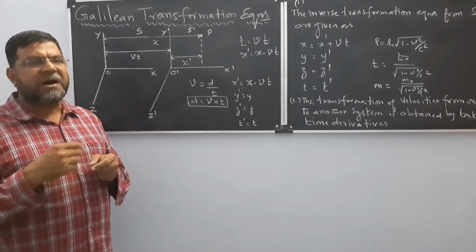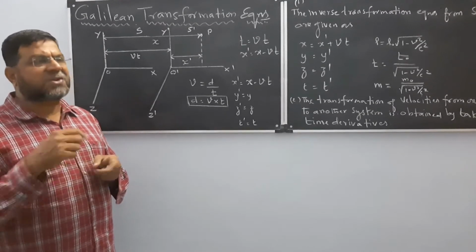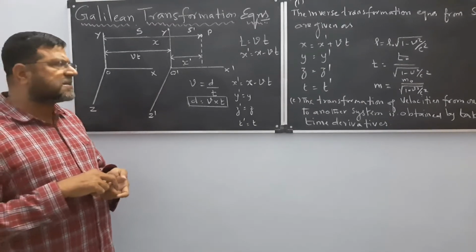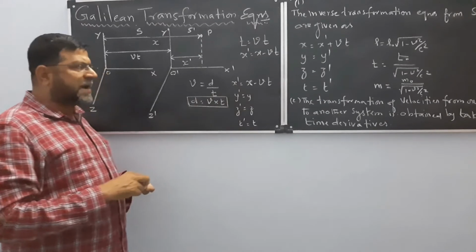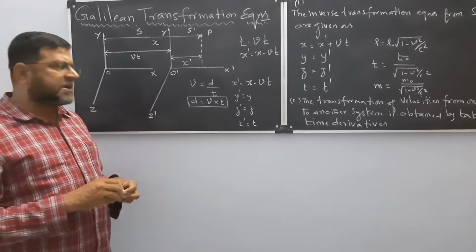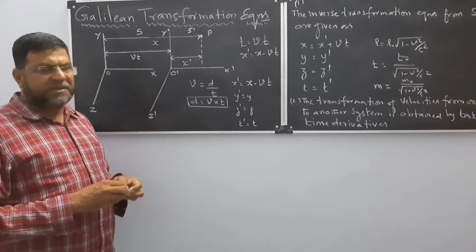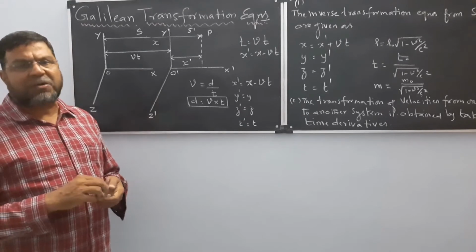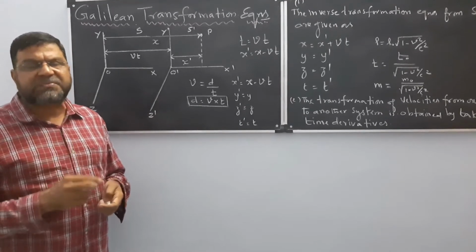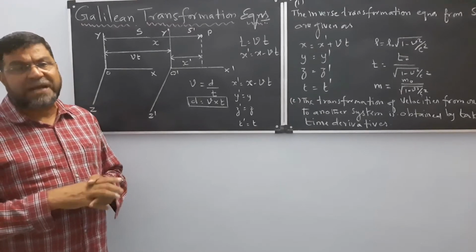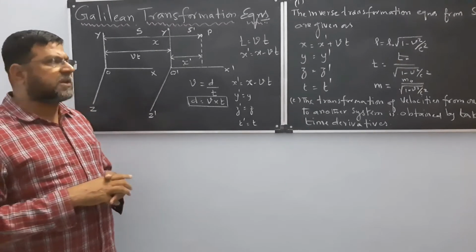because the particles are moving with the velocity of light. So Galilean took this concept and has given the Galilean transformation equations as x dash is equal to x minus vt, equation number 1, y dash is equal to y, equation number 2, z dash is equal to z, and t dash equal to t. These four equations are known as Galilean transformation equations.